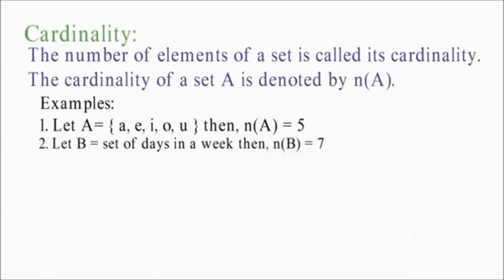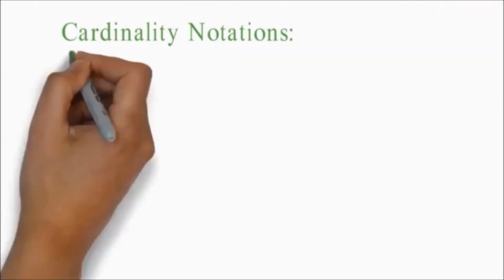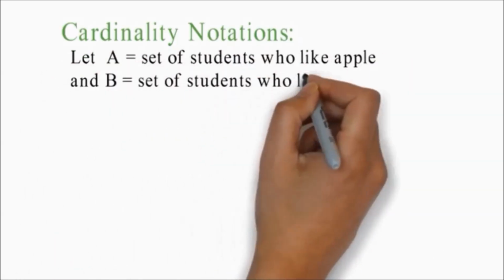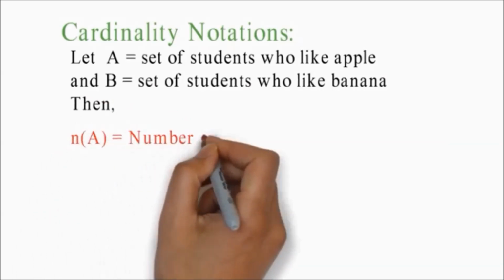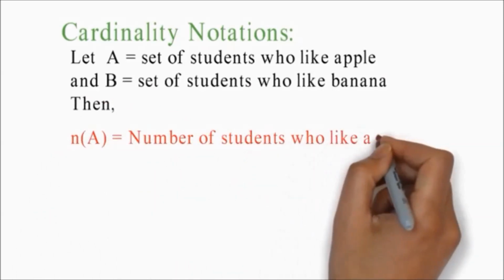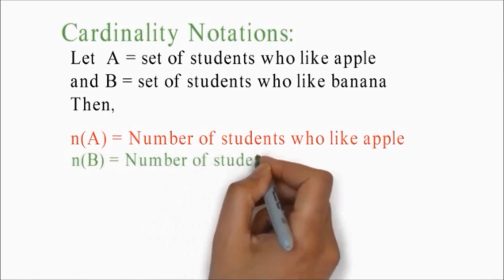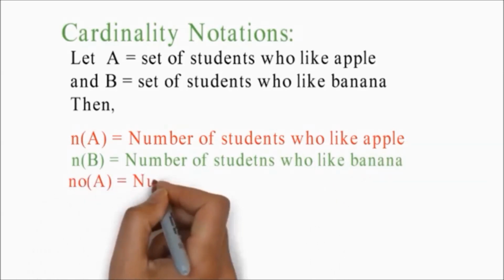To make it easy to solve word problems, we use various notations. Let's learn them through an example. Suppose A equals the set of students who like apple and B equals the set of students who like banana. Then n(A) stands for the number of students who like apple and n(B) stands for the number of students who like banana. n(A only) means the number of students who like apple only.